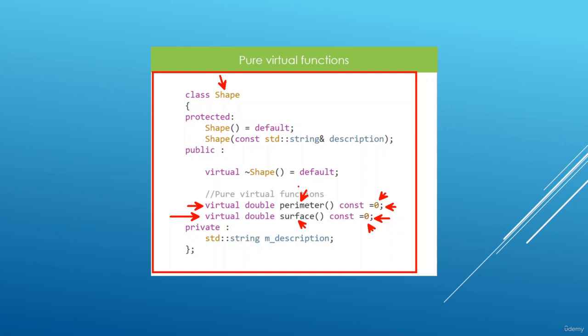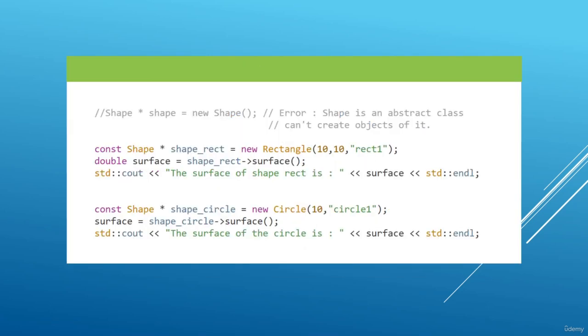If you even try to put in a definition here, you're going to get a compiler error, because this is a pure virtual function. We have no business putting an implementation in the base class here. These are meant to be implemented by downstream inheriting classes. Okay, once we have our shape class and our inheritance hierarchy, we can try to run this in our code. For example, if we try and create a shape object, we're going to get a compiler error because shape is an abstract class, so we can't create objects of it.